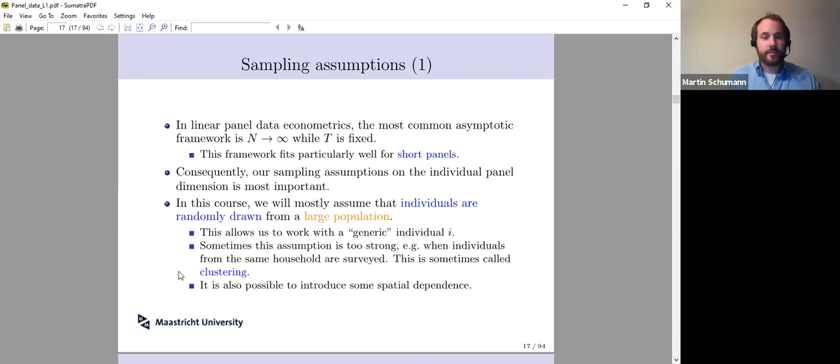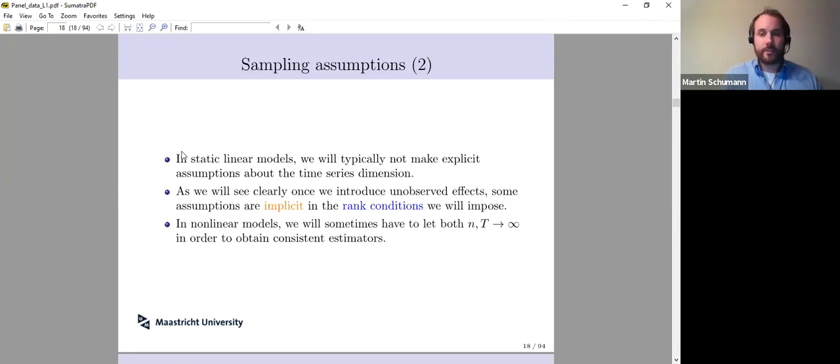Of course, this assumption can fail, for instance, when you have clustering. So, for instance, you cluster people in the Netherlands and you happen to have people that come from the same family, from the same region, this kind of stuff. And those cannot be treated as truly independent. However, we will ignore this for the moment and simply assume that we have independent draws from a large population.